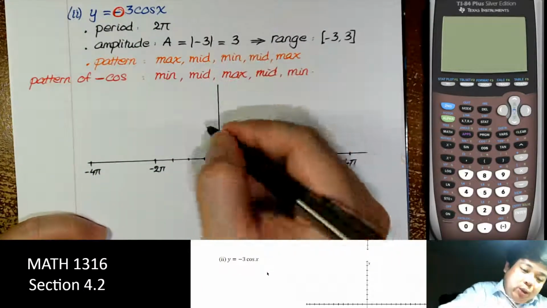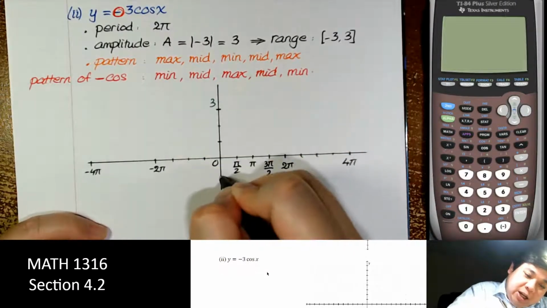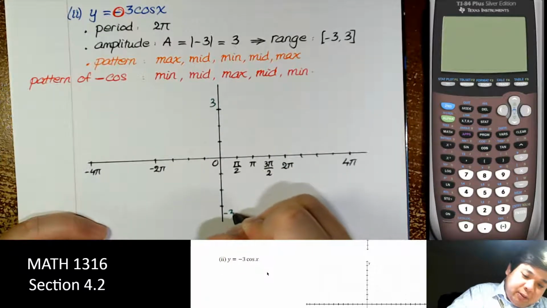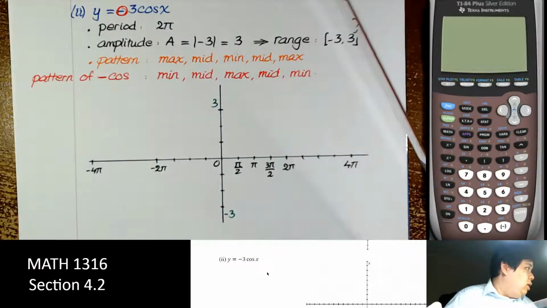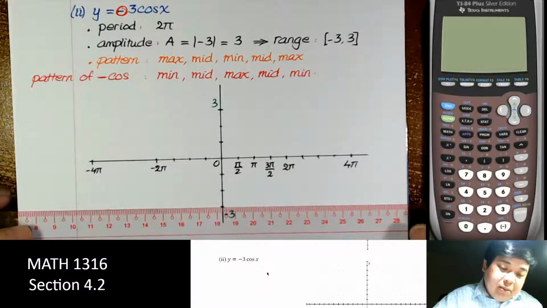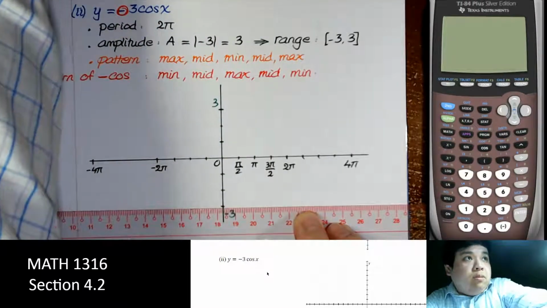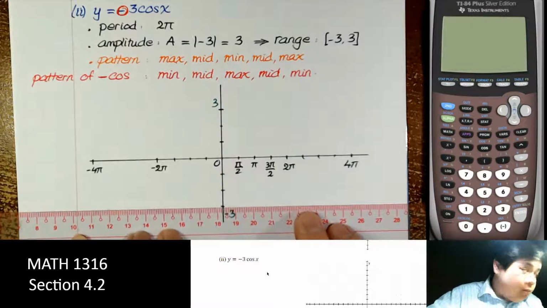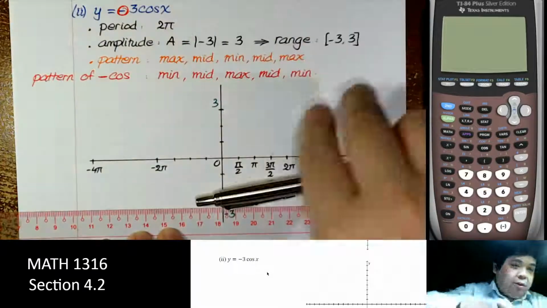Right, amplitude is 3, meaning that 3 up and 3 down. So the graph for sine and cosine will be bouncing between these two, I mean these two, maximum and minimum. Kind of better.